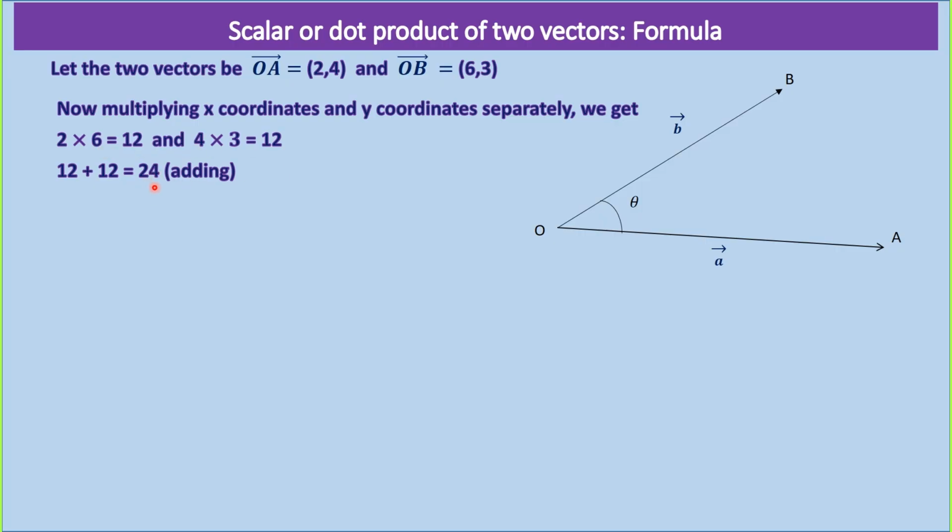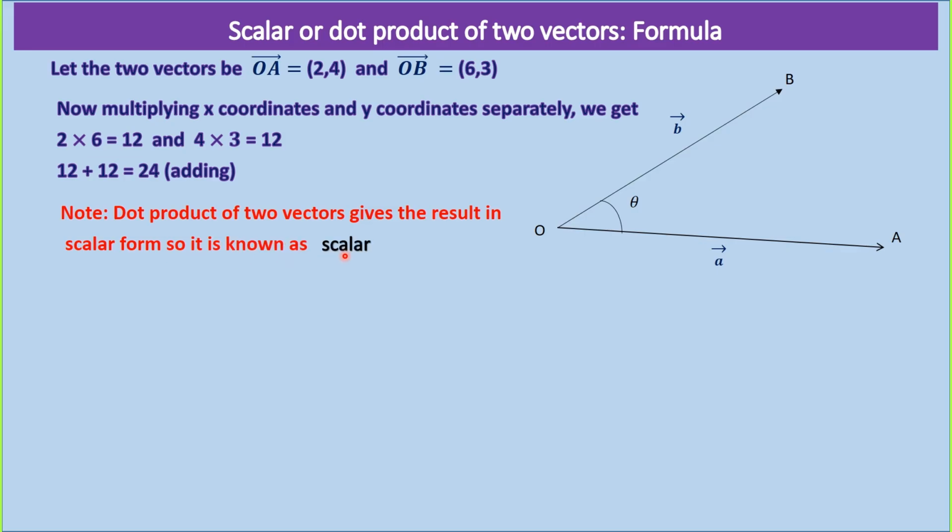It means when we multiply two vectors, the result comes in number form, means scalar form. Thus, we can say that dot product of two vectors gives the result in scalar form. So it is known as scalar product.